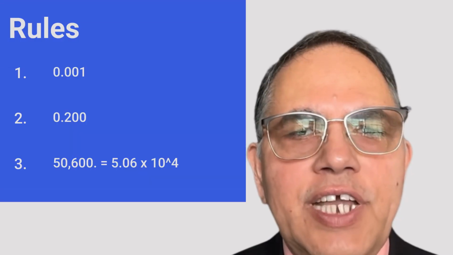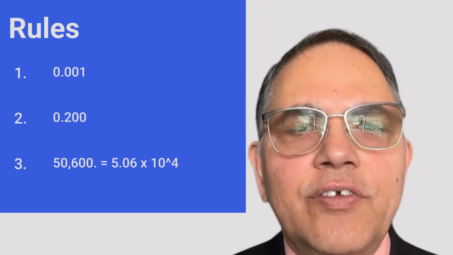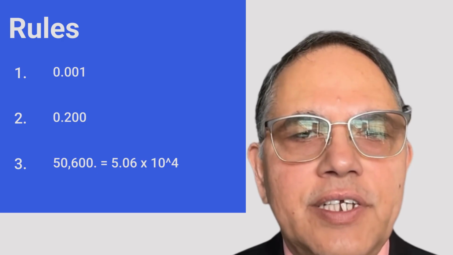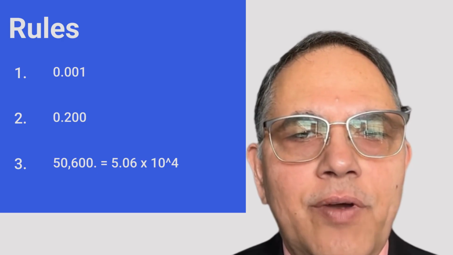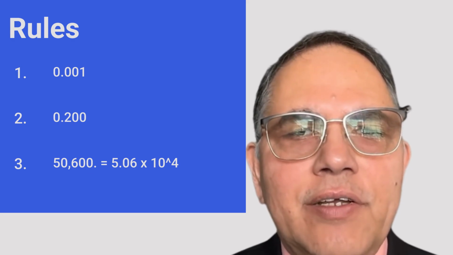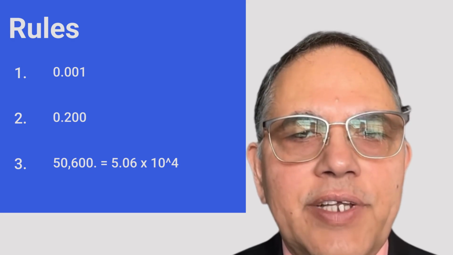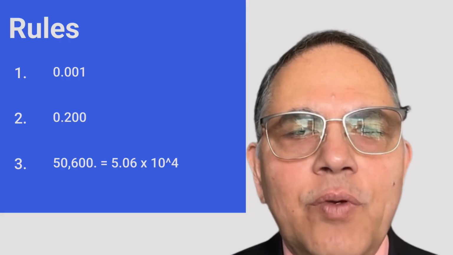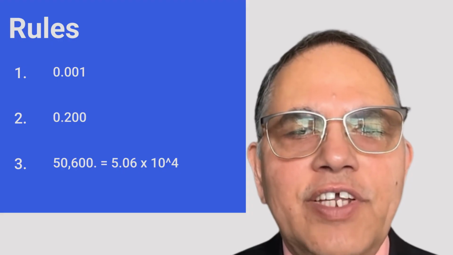Now, where do zeros get tricky? Zeros to the left of the first non-zero digit are not significant. They only show the position of the decimal point. So 0.001 degrees C has only 1 significant figure. But zeros to the right of a decimal point are significant. This means 0.200 grams has 3 significant figures.